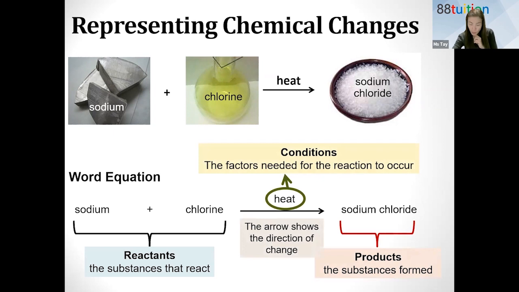So sometimes we write something above the arrow to represent the condition. The condition required for the reaction to occur. In this case, it is heat. Can you see the heat here? Because this process can only happen if we heat it. So the condition or the factors required is written above the arrow.